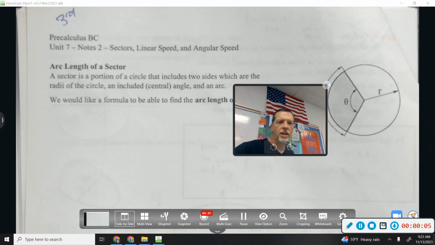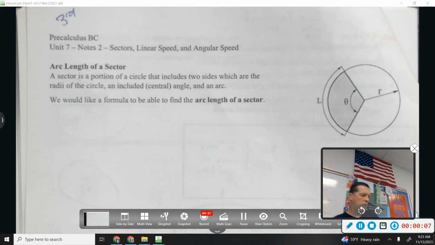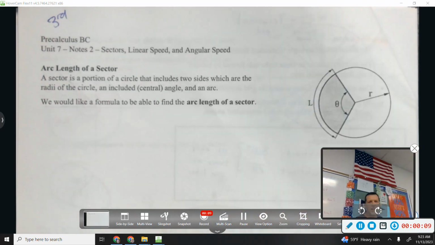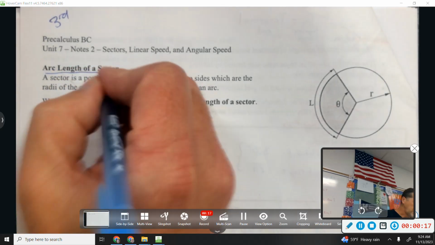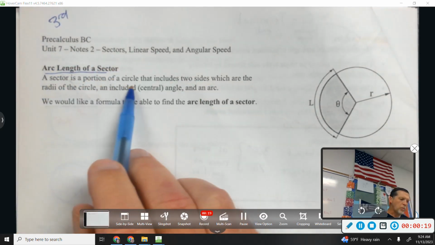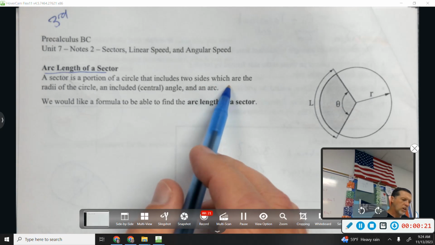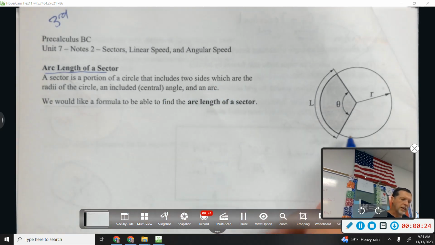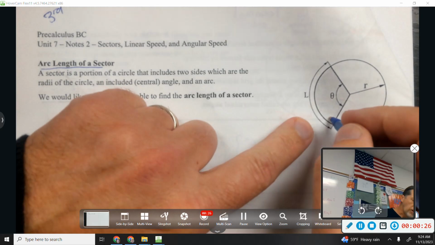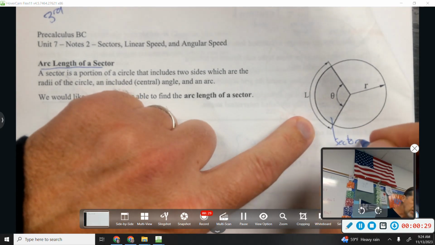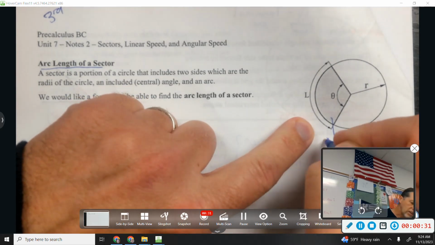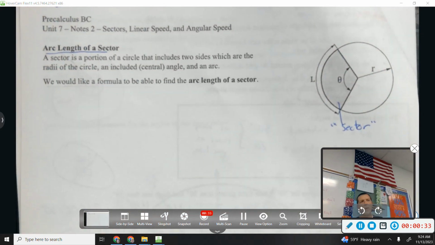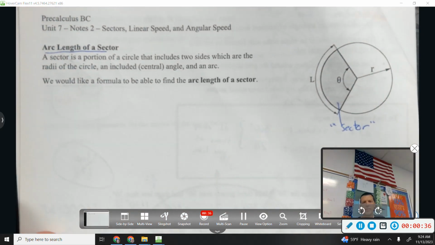All right, so day 2 on linear stuff, angle stuff, sectors, lots of stuff with angles today. Arc length of a sector. A sector is a portion of a circle that includes 2 sides, which are the radii of the circle, and an included central angle. So that shaded area right there is called a sector. It's a piece of pie of the circle. That would be a large piece of pie, but that would still be a piece of the pie.